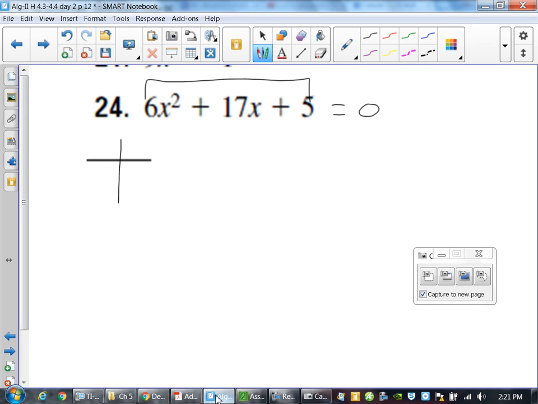30. What times what is 30 and you add together to get 17? 15 and 2. Very good. Does it matter which one goes first? No. Nope.